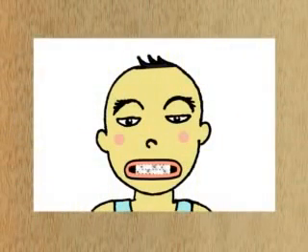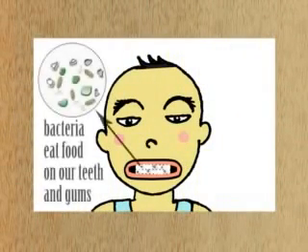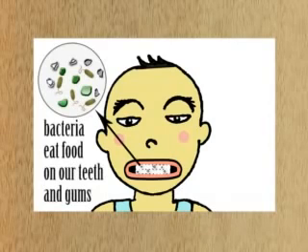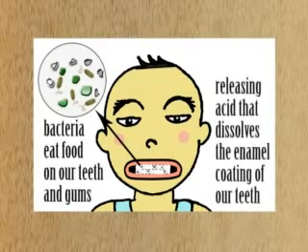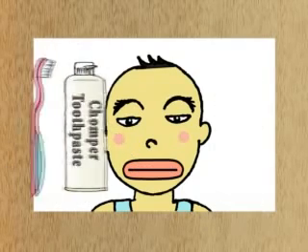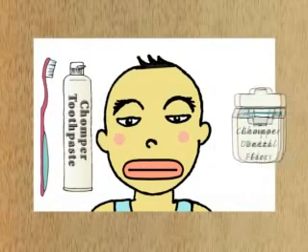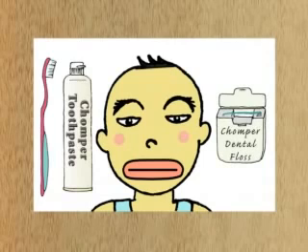Tooth decay is caused by bacteria. They eat food particles left on our teeth and gums, releasing acid that dissolves the enamel coating of our teeth. That's why you should brush your teeth and floss regularly, to get rid of the food particles and plaque containing the harmful bacteria that cause tooth decay.